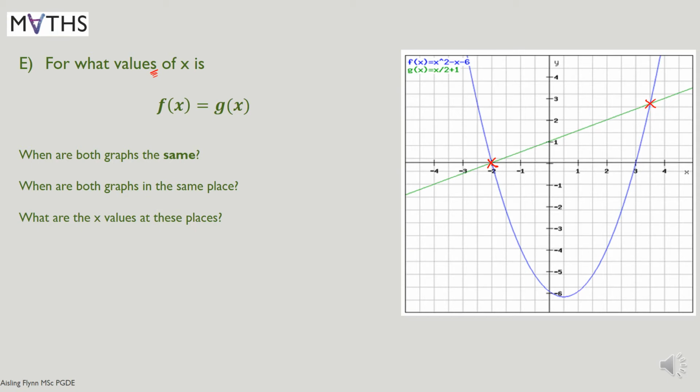So what are the x values at these places? Well, I can see that one is minus 2, that's here, that's easily read, and the other one, if we draw a line straight down from the point, we see that it lands halfway between 3 and 4, so it's 3.5.